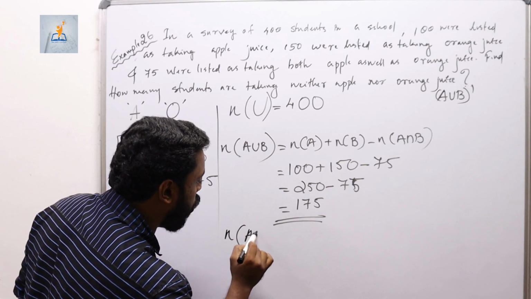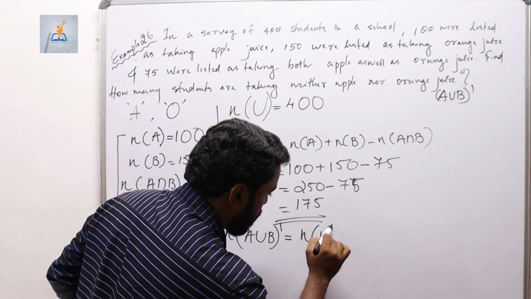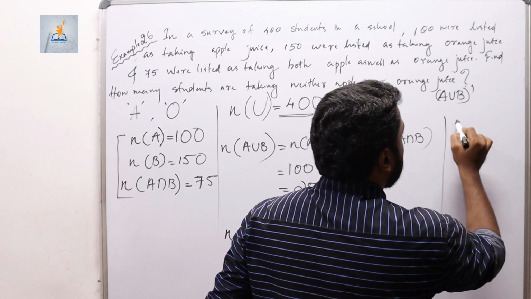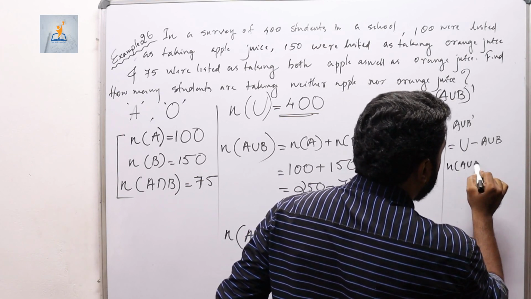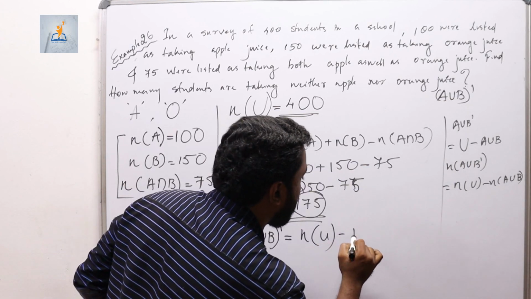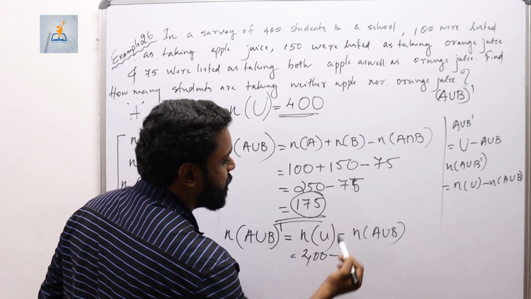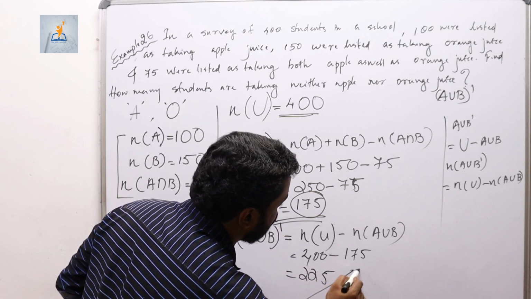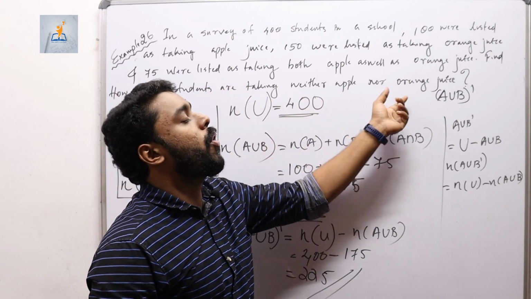So we want to find n of A union B complement, which we get by subtracting A union B from the universal set. We know that A union B complement is nothing but U minus A union B. So n of A union B complement will be n of U minus n of A union B. Now n of U is 400, minus n of A union B, which is 175, and the answer will be 225. Therefore, 225 students are neither taking apple nor orange juice.